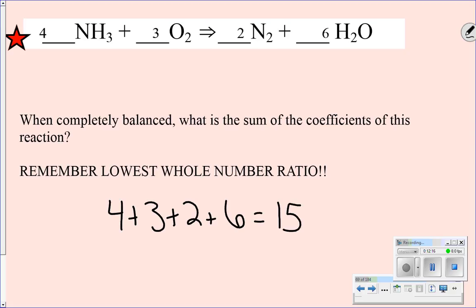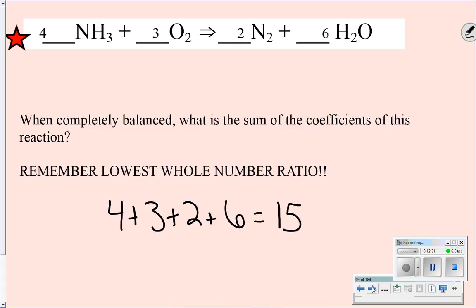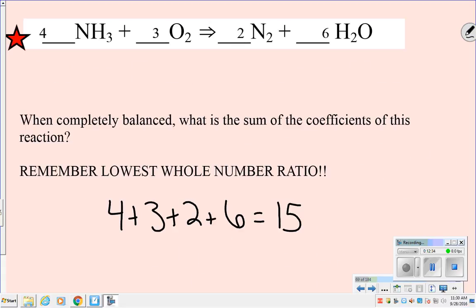You do have to be careful on one like this. The sum of these coefficients is actually 3 plus 2 plus 1 plus 3. You can't forget about that 1. So this would be 5, 6, 7, 8, 9. Pretty straightforward. I just wanted to draw your attention to that possible question. And that completes balancing equations. Next, we'll look at how you determine if something is missing from a reaction.